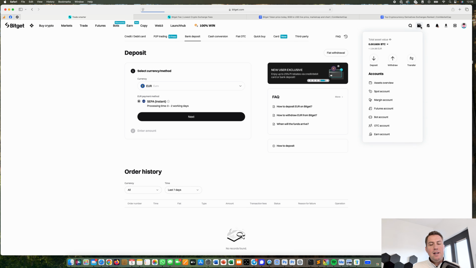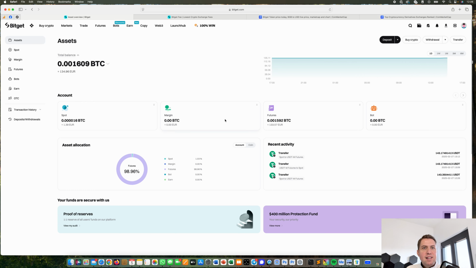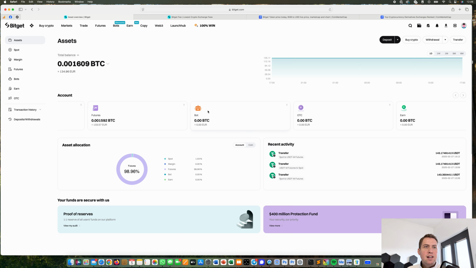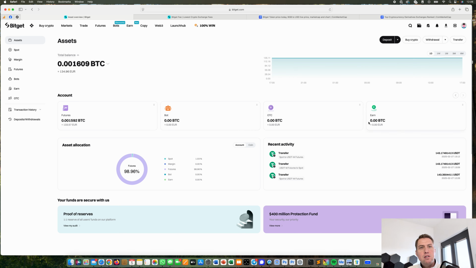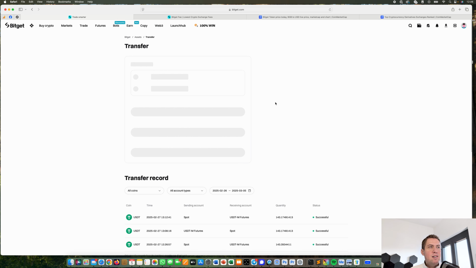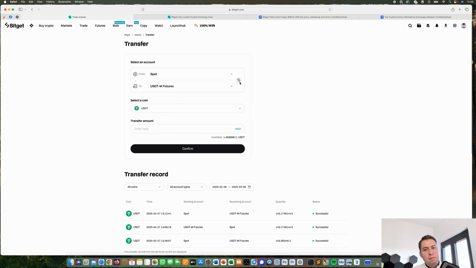So once you have some money in your account, you have to know that there are several wallets. There's a spot wallet, a margin wallet, a futures wallet, and a bot wallet. I guess it's not hard to guess which wallet you need to use. There are actually two more: an OTC, over-the-counter wallet, and an earn wallet. If you want to trade spot, you need the spot wallet. If you want to trade futures, you need money in your futures wallet. In order to get money in your wallet, you can click on transfer, and then you can transfer money from one wallet into another.